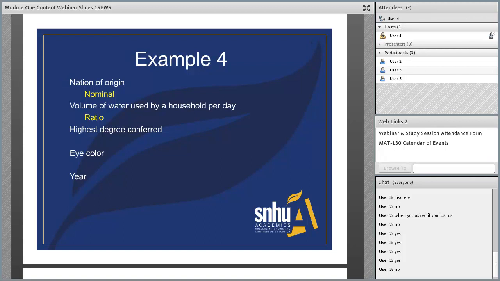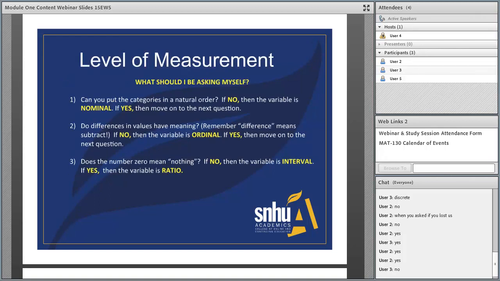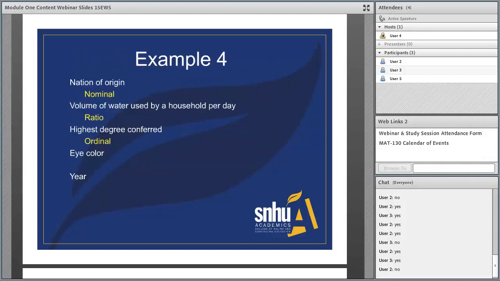Okay, so this is kind of the example I was giving before. The highest degree conferred. So let's go back to our questions. Can you put these categories in a natural order? Yeah. Excellent. Okay, let's move on. Do differences in values have meaning? Excellent, right? You can't take a master's degree and subtract a bachelor's degree. That doesn't really make any sense. Okay, so since the answer is no, then the variable is ordinal. Okay, so we have an ordinal variable.